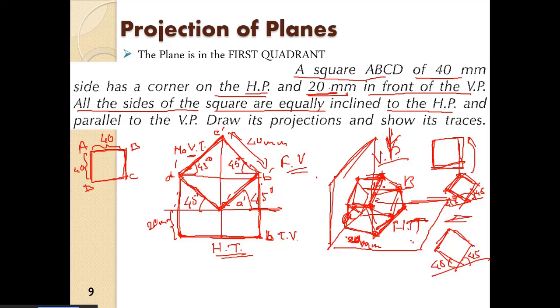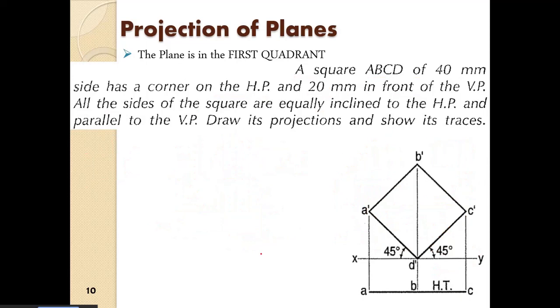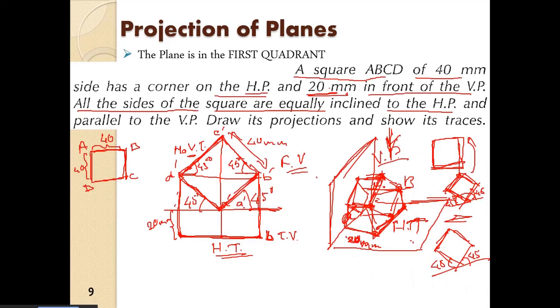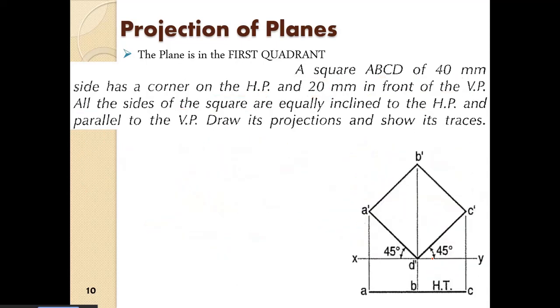So we have satisfied the things. So here this is the answer. Here they have considered D dash at the point where I have considered A dash, but it is the same thing. So this point B dash is here, C dash is here, and A dash is here.